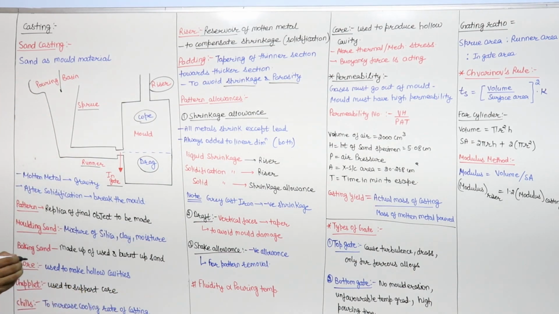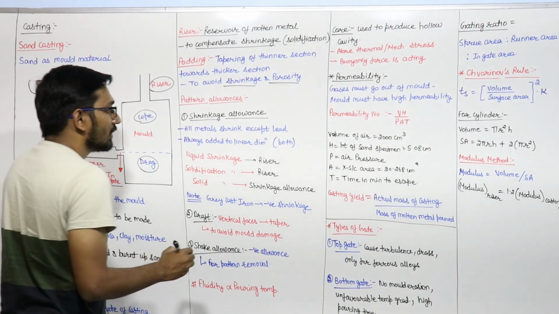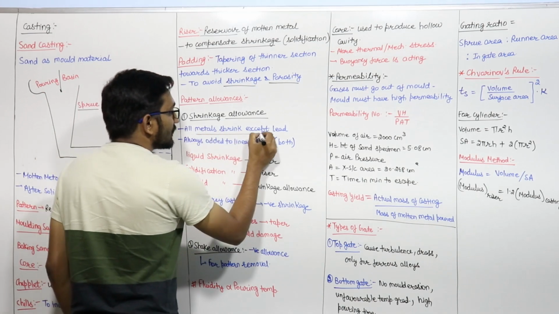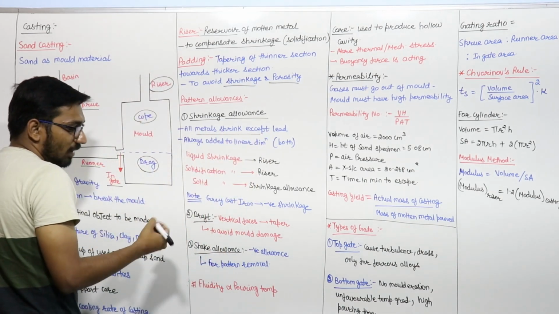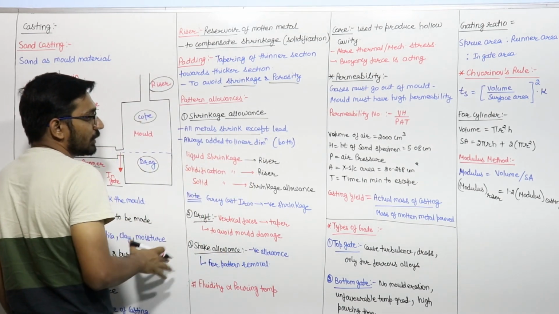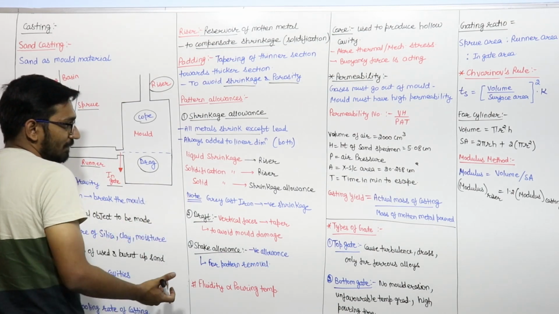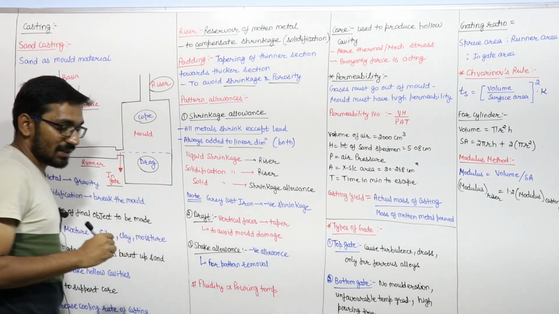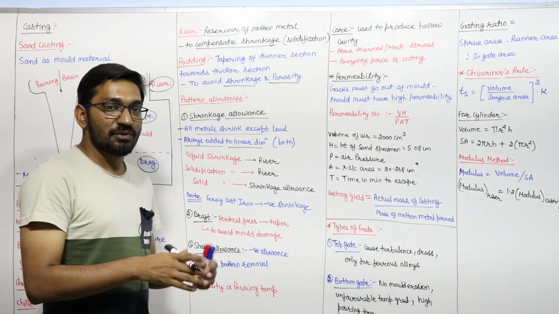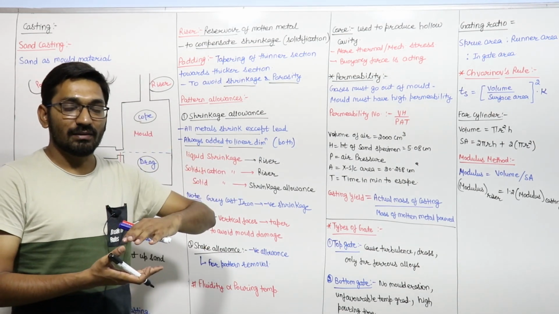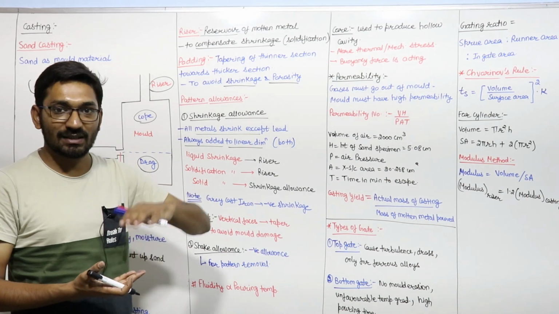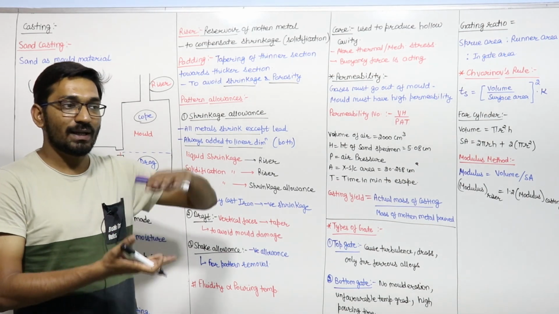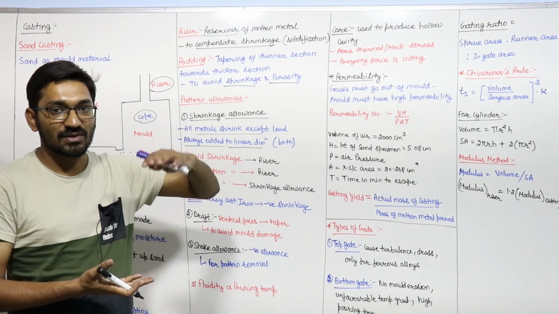So first of all, let us discuss the shrinkage allowance. All metals shrink except lead or bismuth. Bismuth and lead excepted, all the other metals shrink. So the shrinkage allowance is always added to the linear dimensions, right? If you want a length of 2 meters but you have to add the shrinkage allowance, we will make it 2.5 meters. Let us say 0.5 meter is the shrinkage allowance.